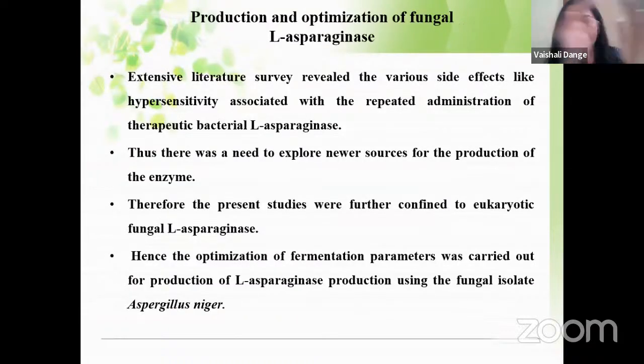Next, I did a literature survey for my research, and the literature survey reveals that there is so much work done on bacterial L-asparaginase. So I went for the fungal L-asparaginase because fungal L-asparaginase showed the high activity in my research, and there are few literature references which show research on the fungal L-asparaginase. So I chose the fungal L-asparaginase for the further studies.